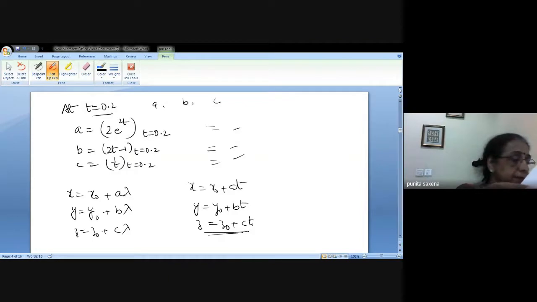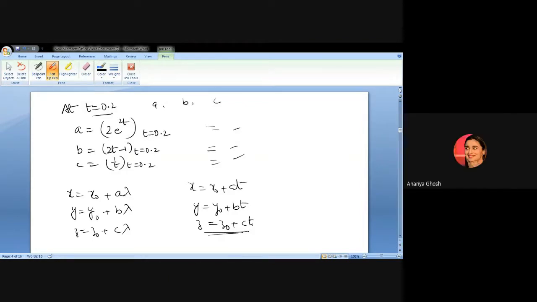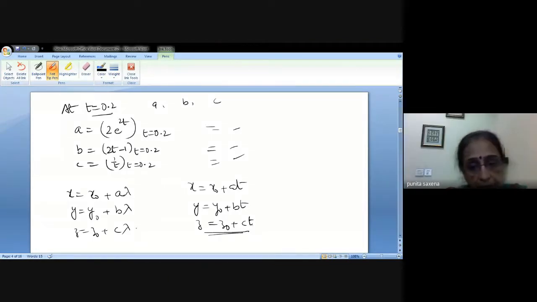Is this clear? Yes, ma'am. This is how we find the tangent vector.